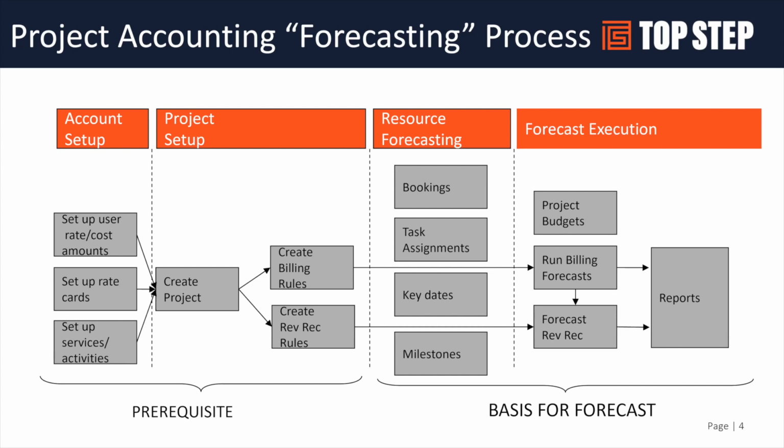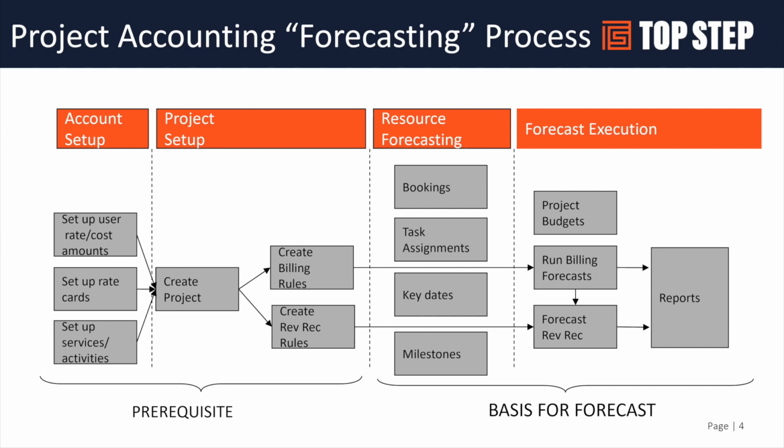Obviously, the hub of forecasting is at the project level, and the project should have billing rules at a minimum, based on how you intend to bill your customer, whether those be time-based billing rules or fixed fee billing rules. And then alternatively, you may also be using OpenAir for revenue recognition, so you'll have created the RevRec rules appropriate to the type of revenue recognition methodology you're using. So those are the prerequisites. If you don't have those, there are some ways to do forecasting, but they're very inaccurate and generic.